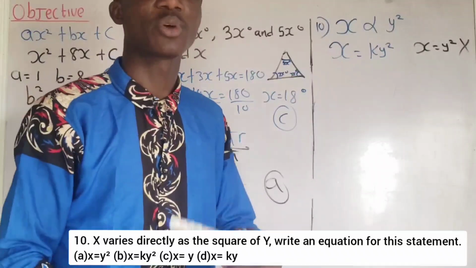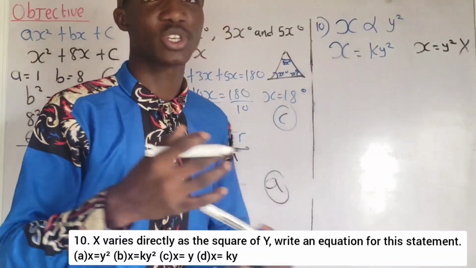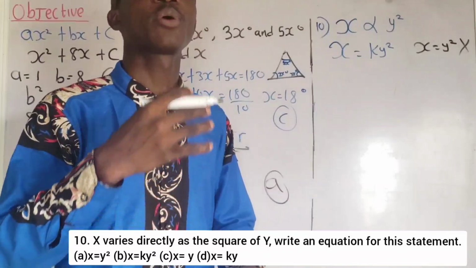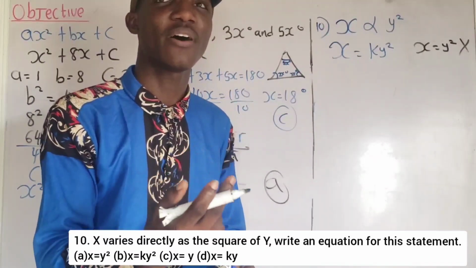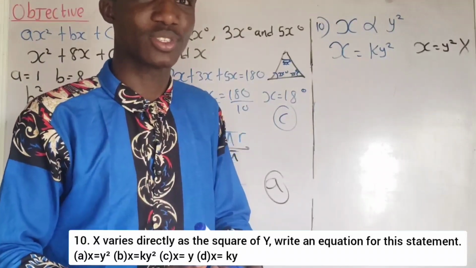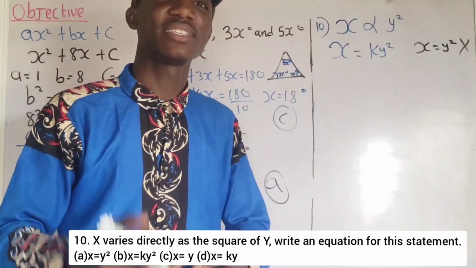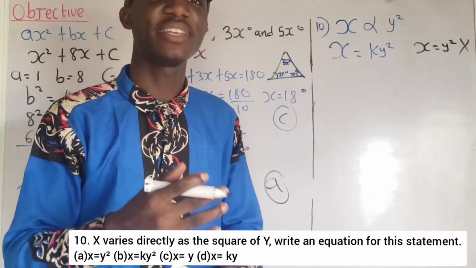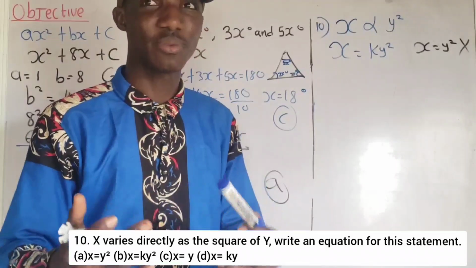You understand? Because we want to change the variation sign, we have to introduce a proportionality constant. The proportionality constant measures the variation between the two variables. So if I know the value of one variable, I can easily determine the value of the other, by dividing or multiplying by the proportionality constant. You can see now, it's simple.